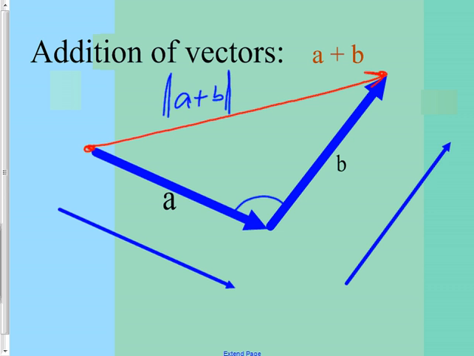Remember me saying that's not absolute value? That was a modulus. That was like the R. Well, this also has little bars around it. And again, usually in math, they don't do that. But these bars are technically different than absolute value bars. Okay, so that's the resultant vector.